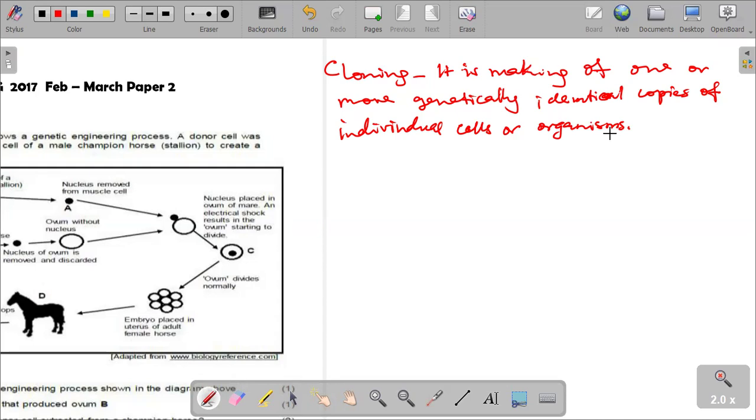And I've said again, this process is done through genetic engineering. So I would want us to define what genetic engineering is. What is genetic engineering?